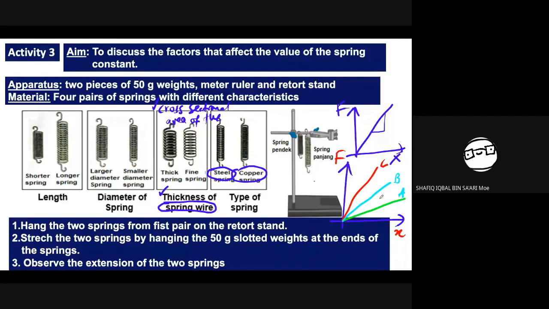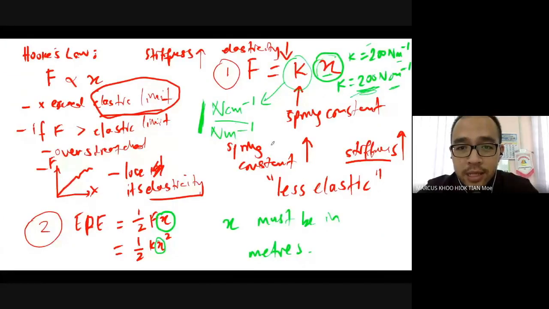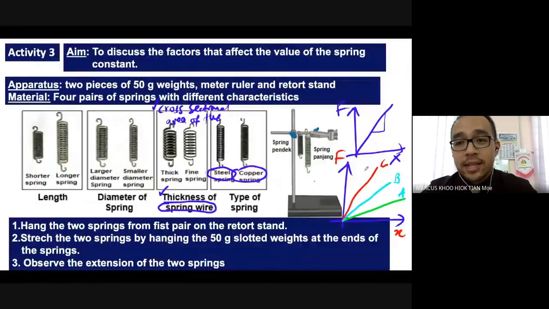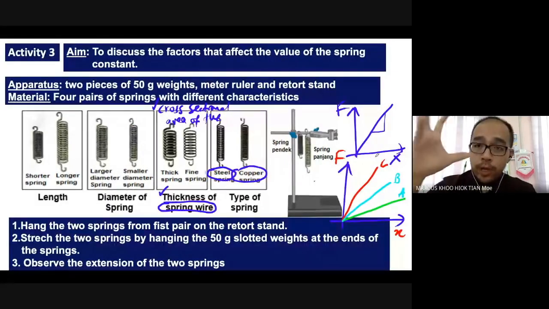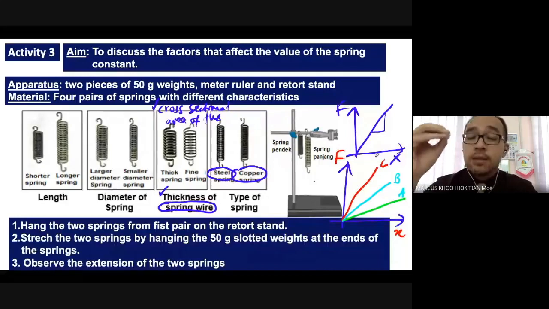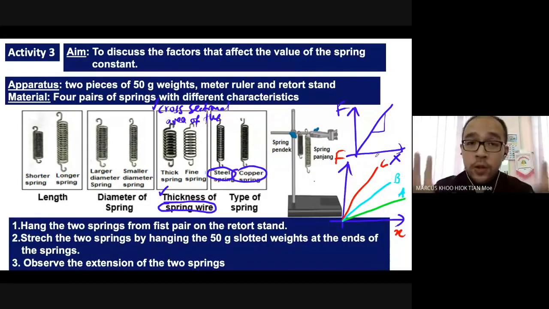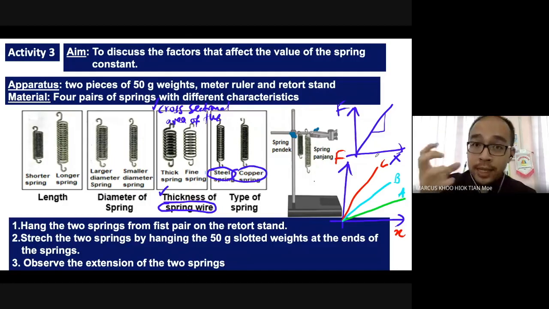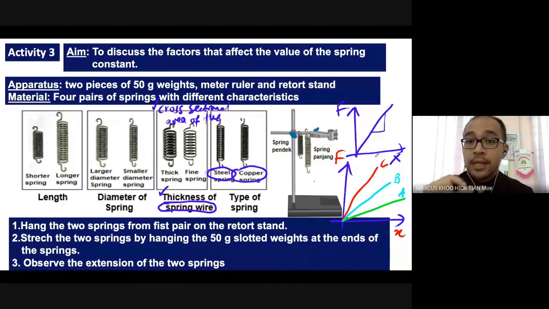C. Let's take a look. You said that spring constant bigger means stiffness bigger. Oh, that means it's actually C. C, the spring constant is bigger, so C is more keras. Don't confuse stiffness with elasticity. Two different things altogether. And also what I said just now, makin keras itu spring kan, dia punya elasticity makin kurang. Which we will come to in a while.